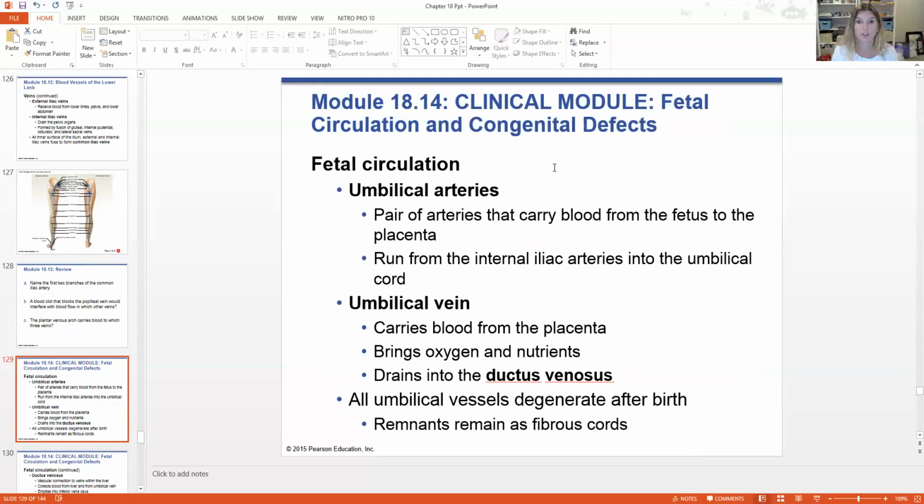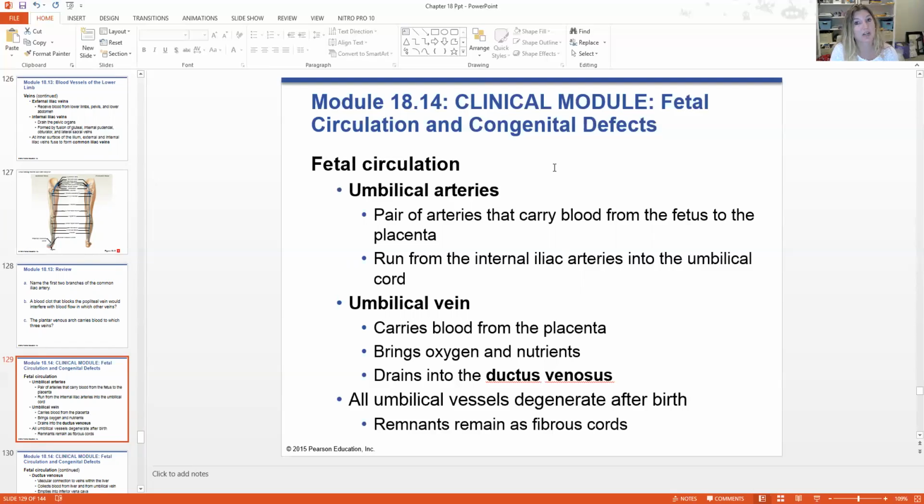So there's fetal circulation, which obviously isn't a disorder, right? This is just something different that's a variant of what we all have just learned in this chapter. So in fetal circulation, you have umbilical arteries and an umbilical vein. The umbilical arteries carry blood from the fetus to the placenta. So again, they're carrying blood away from the fetus. They run from the internal iliac arteries of the fetus to the umbilical cord and then out to the placenta.